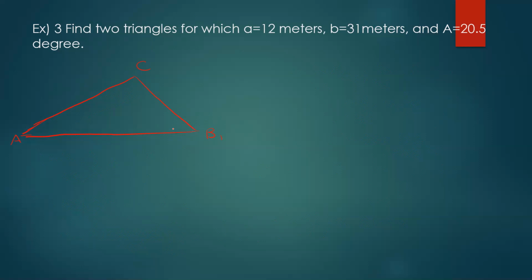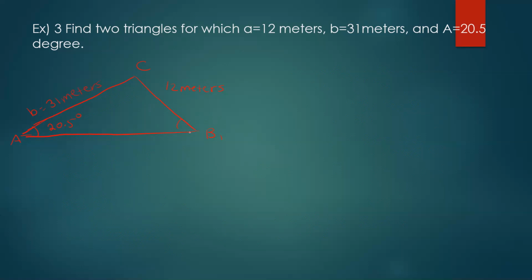So let's see. We'll say that angle A is 20.5 degrees, and that has a side length of 12 meters, right? And then side length b is 31 meters. Let's find this missing angle. How could I find that? We can't find C or B because we have only one angle.